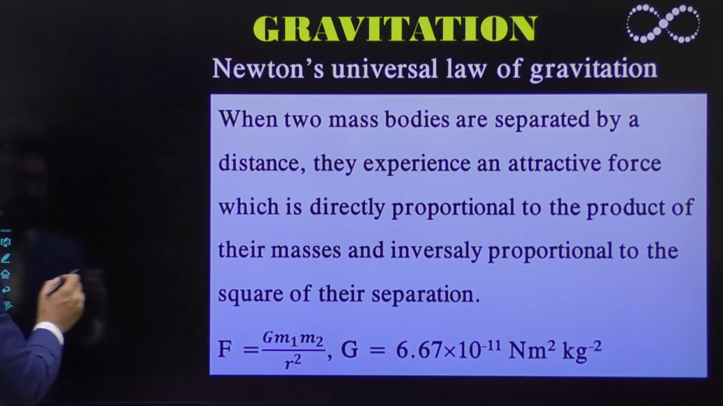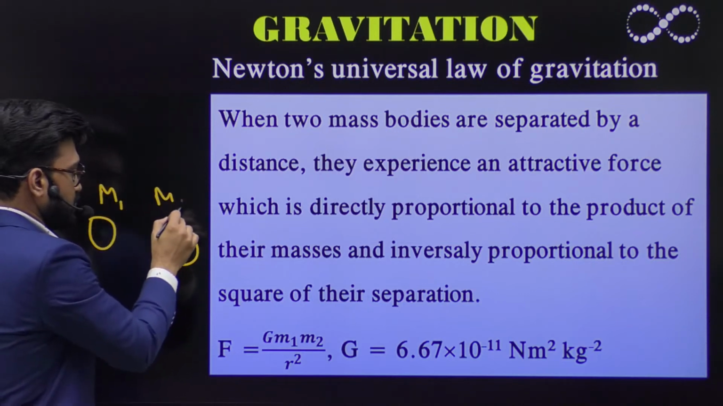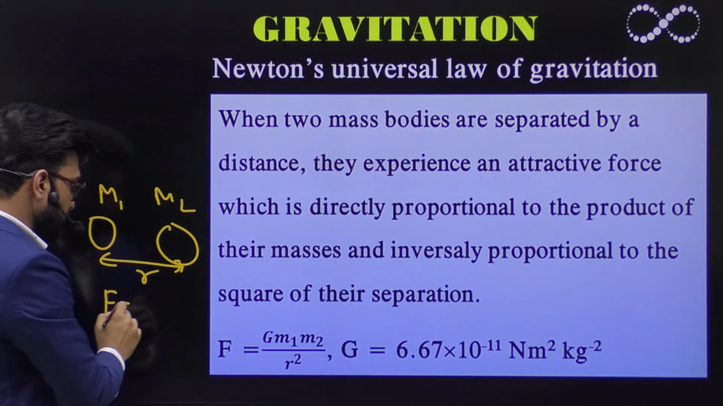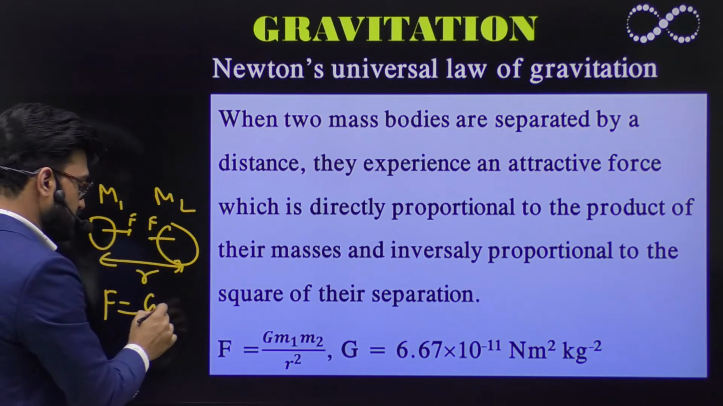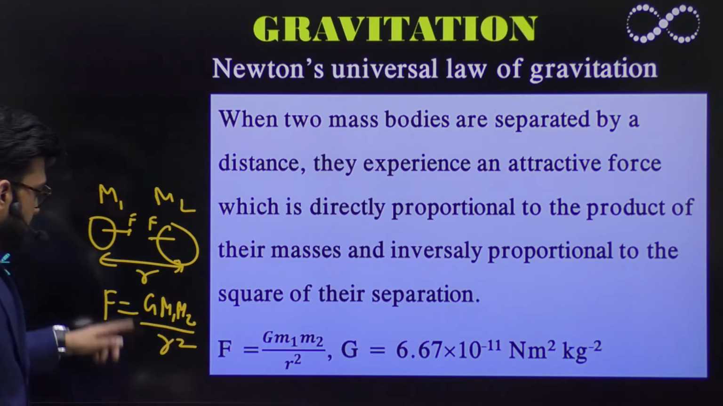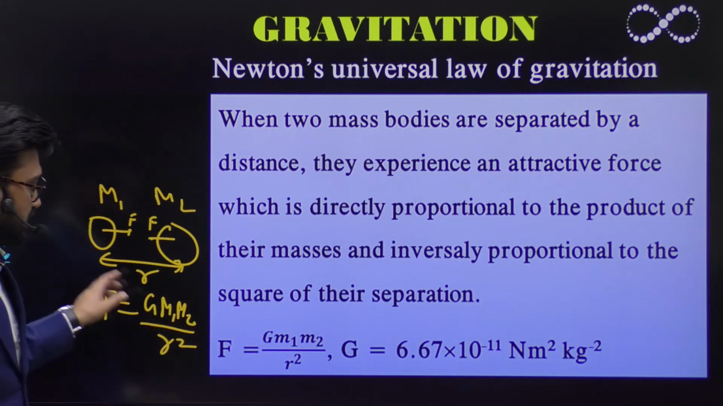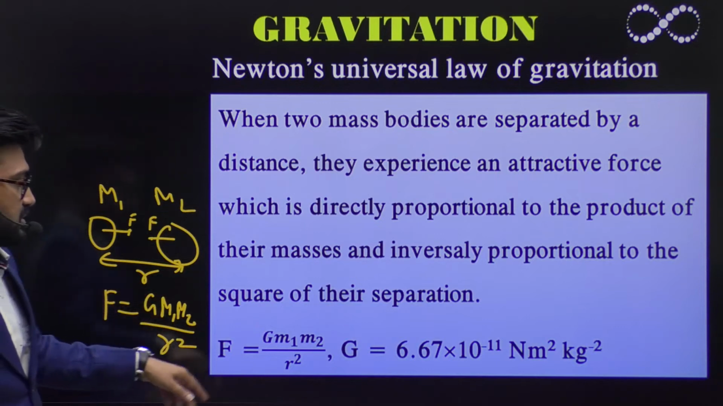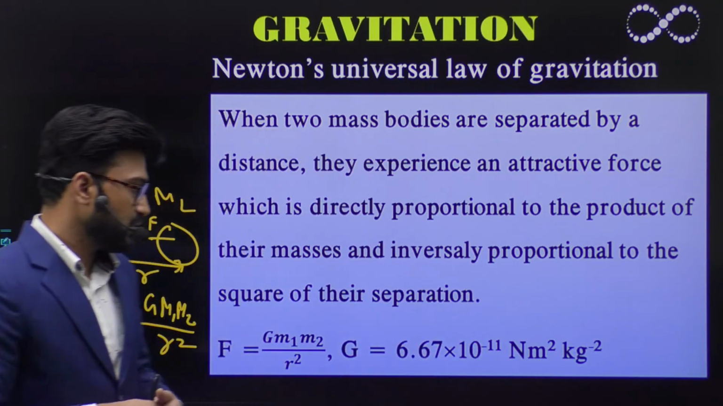Suppose you have been given two masses m1 and m2. The center to center separation is r. They will be attracted with a force of magnitude F, which is nothing but G m1 m2 divided by r square. It is directly proportional to the product of their masses and inversely proportional to the square of the distance between them. That's why it is called the inverse square law, where G is a proportionality constant whose value is 6.67 into 10 to the minus 11 Newton meter square per kg square.